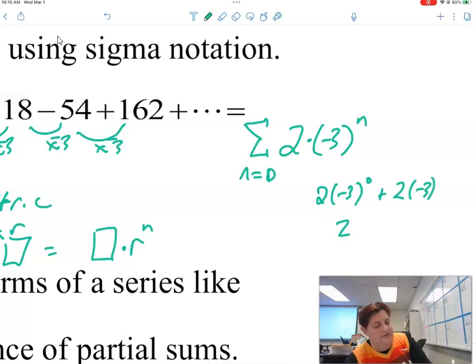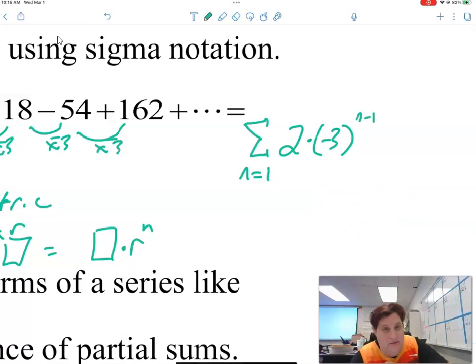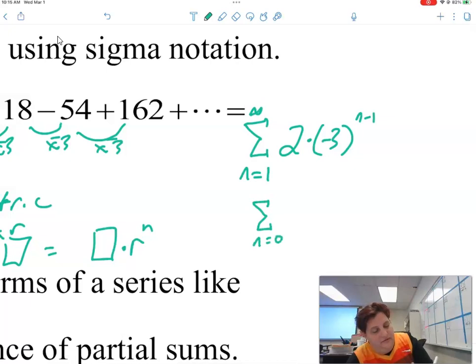2 times -3 to the 1 gives me -6. And it would go off like that. So I could change my starting point to 0, or I could leave this as 1 and write that as n minus 1. Those are two different ways to do it. You could either do that, or you could do n equals 0 to infinity, negative 3 to the n.